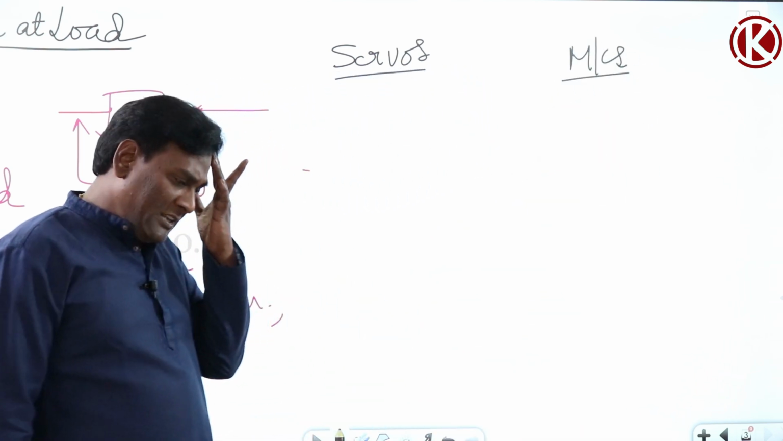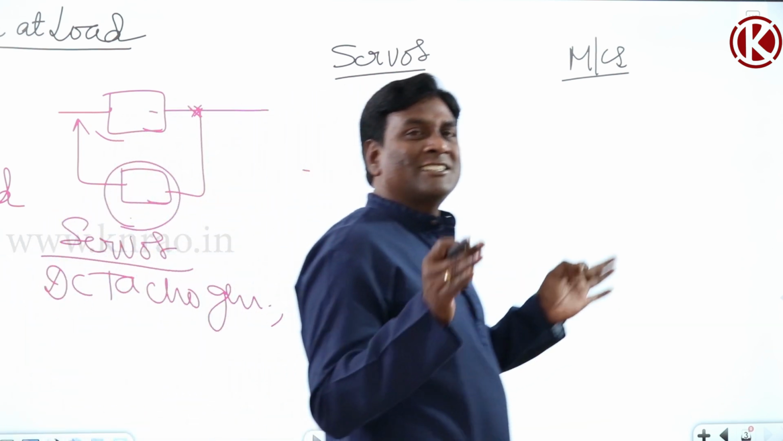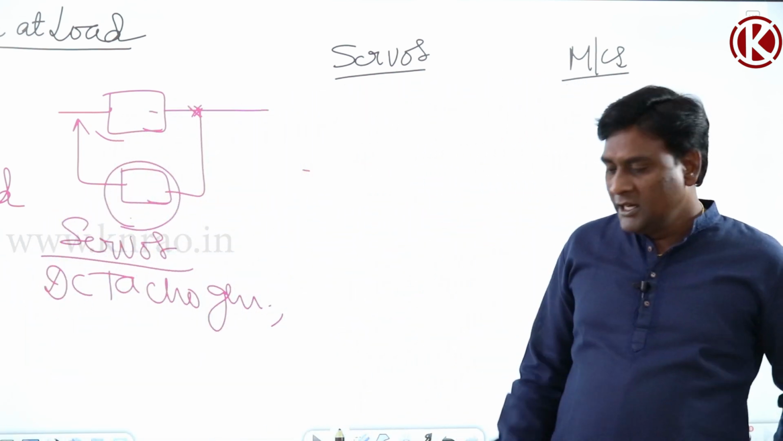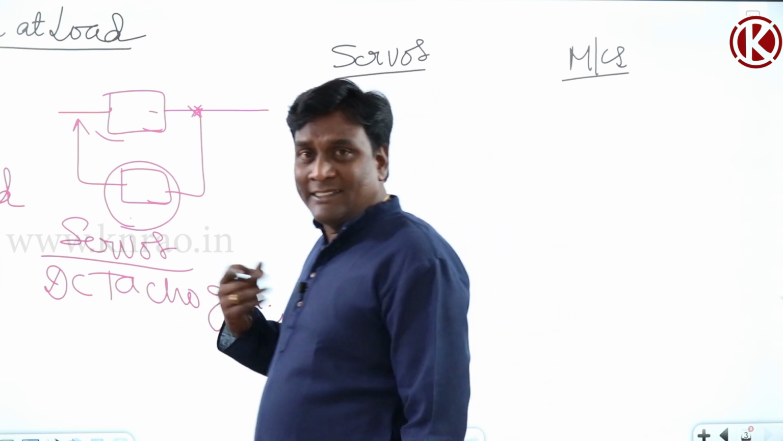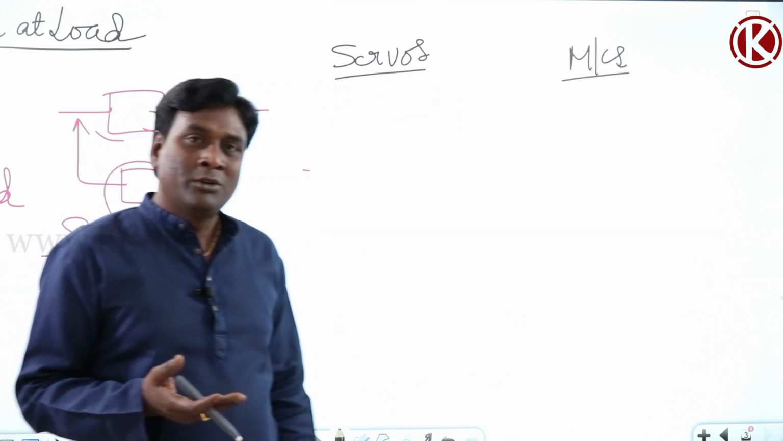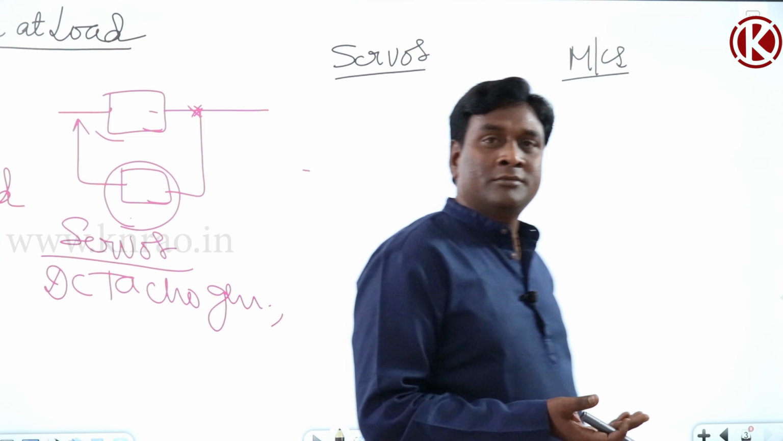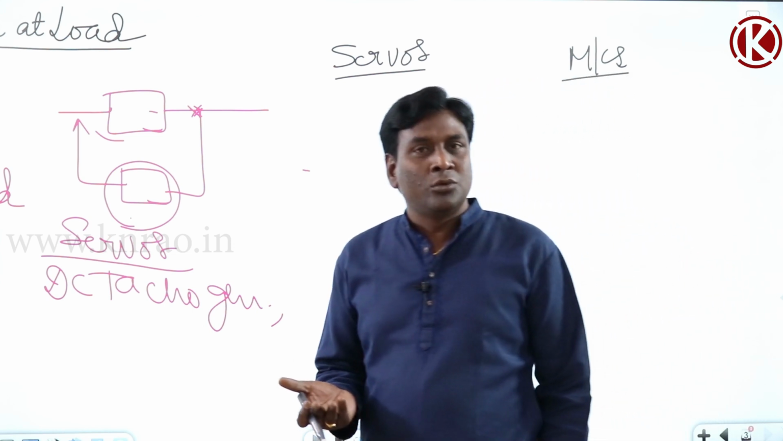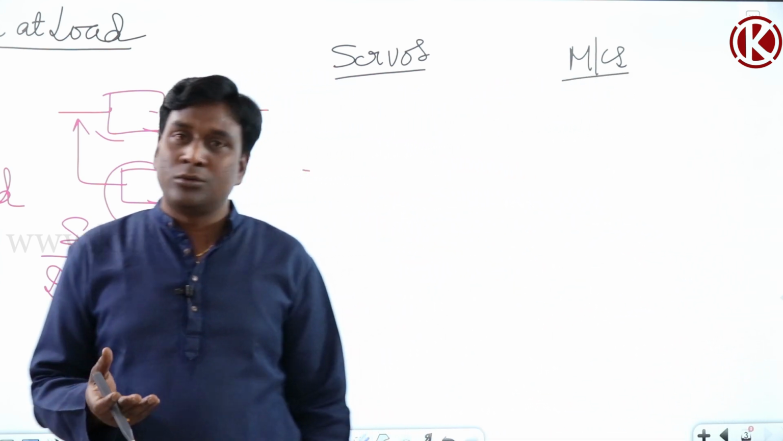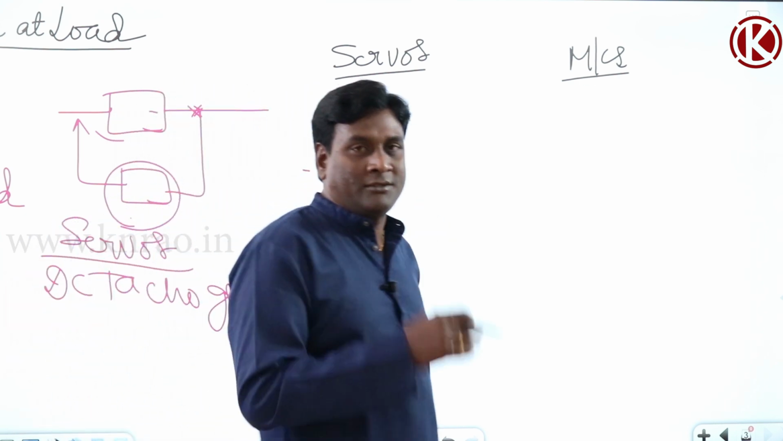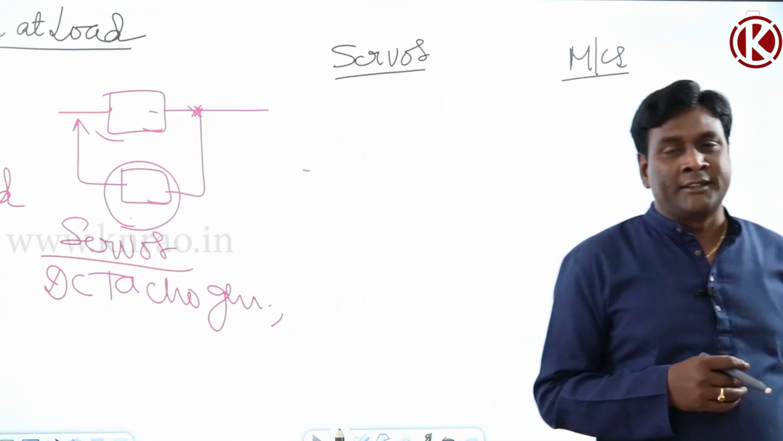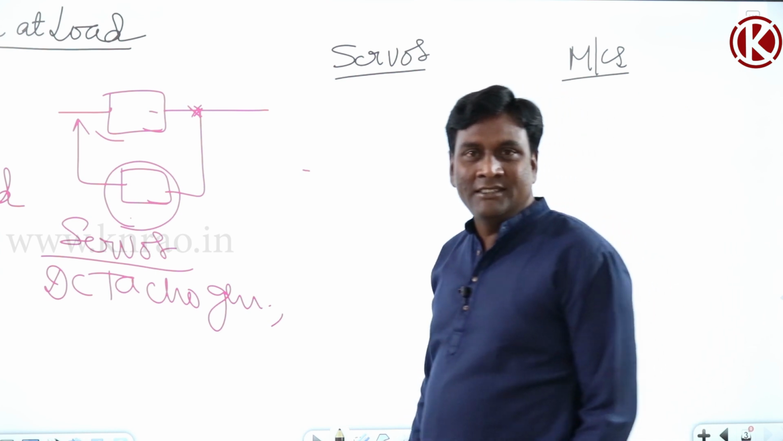Okay. Normally, if I ask you what is the costliest part of the machine, can I say copper is costliest? No. Iron is costliest? No. Insulation is costliest? No. Bearings is costliest? No. But what is the costliest part of the machine? It's the shaft.